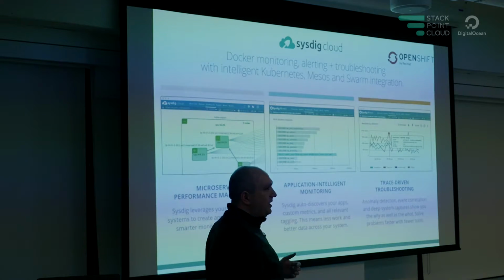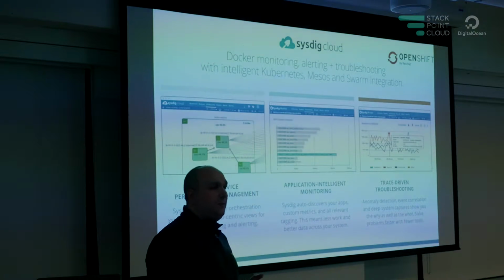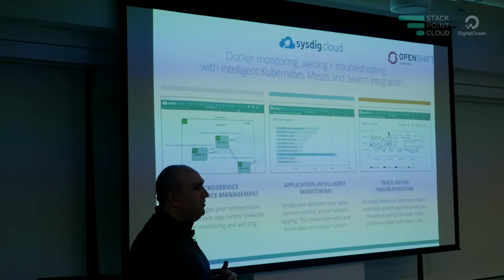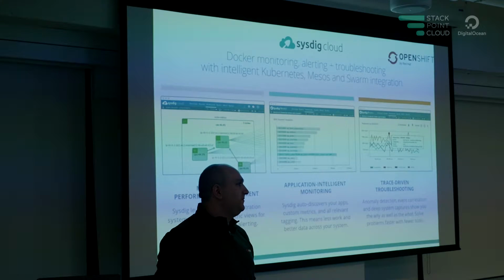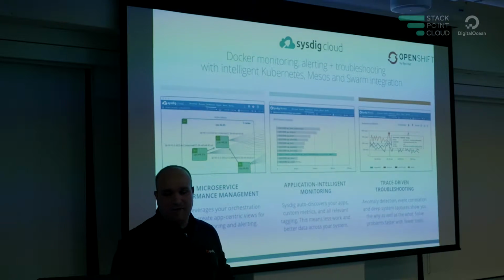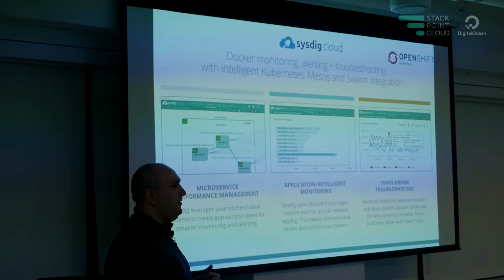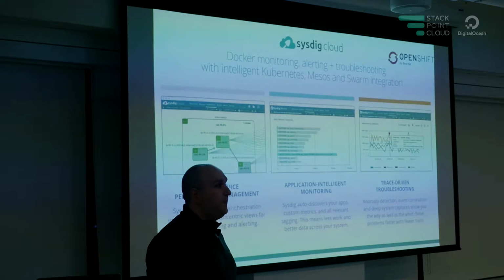The 3 main points, and I'm going to demo these, are, first, microservice performance management. What that means is you can use any orchestration tool, your OpenShift, your Kubernetes, your Mesosphere, and you can look at the performance of your individual microservice, or even do it from a logical perspective as well.